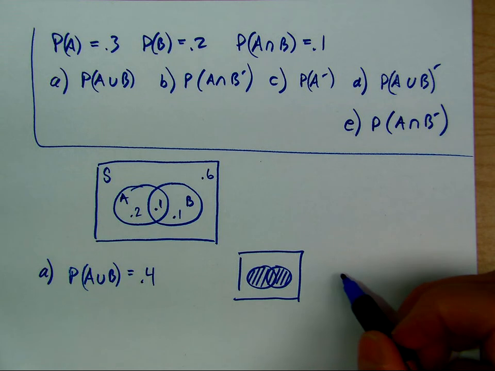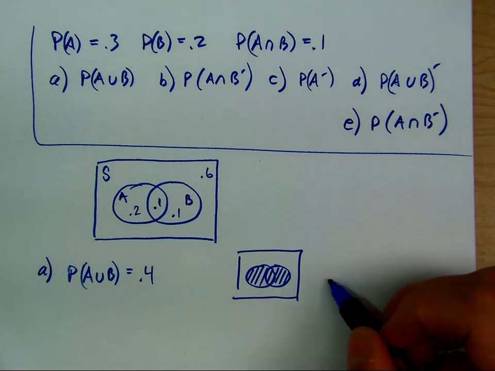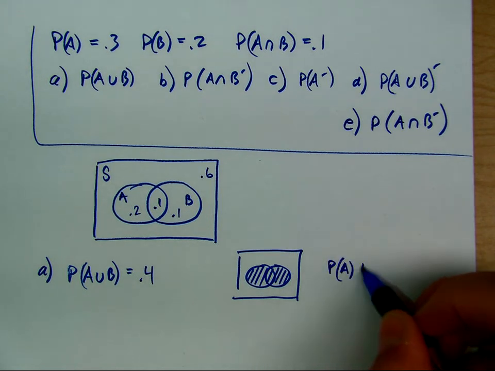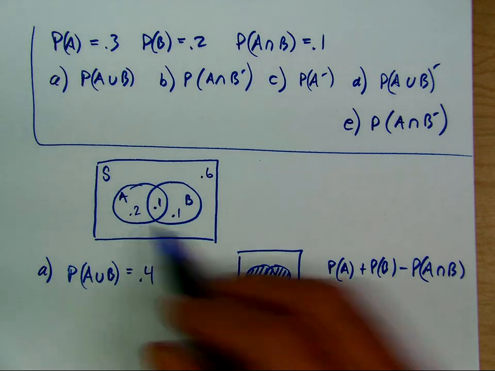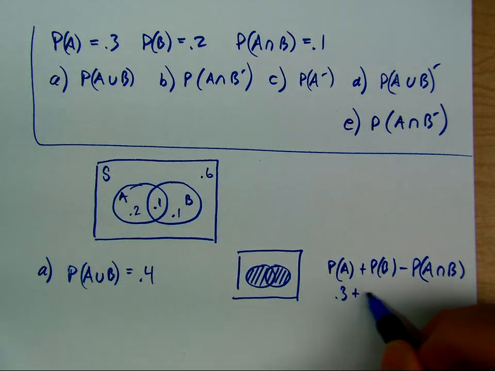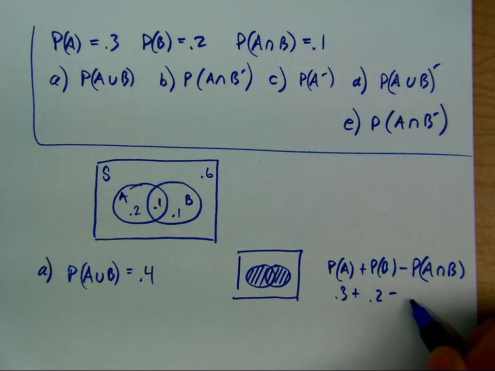Remember that we can also do this with the probability of A plus the probability of B minus the probability of A intersect B, and we get A is 0.3, B is 0.2, intersection is 0.1. This adds up to 0.4.